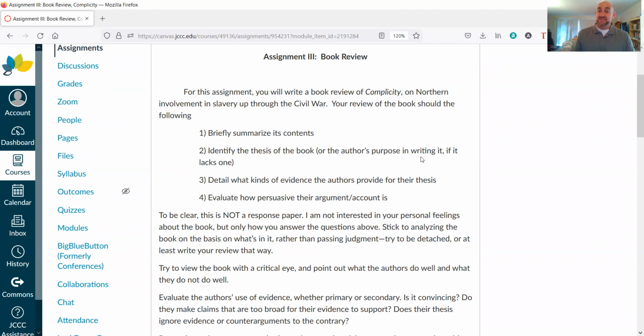Second, identify the thesis. This is something I'll actually ask you to do in some of the quiz questions over the readings. And what is the purpose of the authors in writing it, if it lacks a thesis? This book does have a thesis. It's pretty easy, but still be precise. Try to find what you think is explicitly the main statement they're trying to prove in this book.